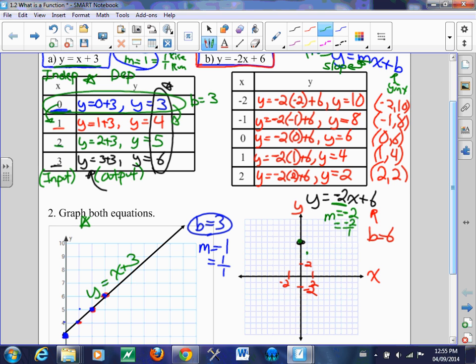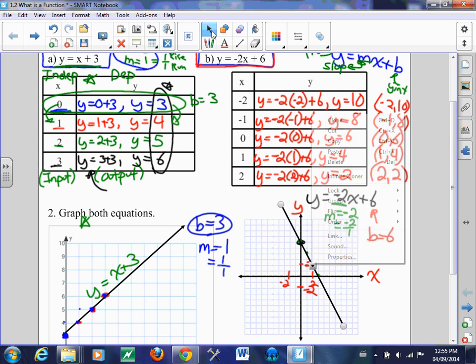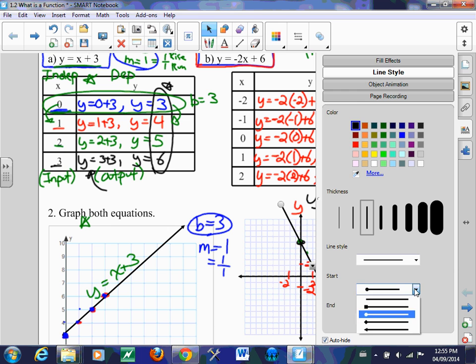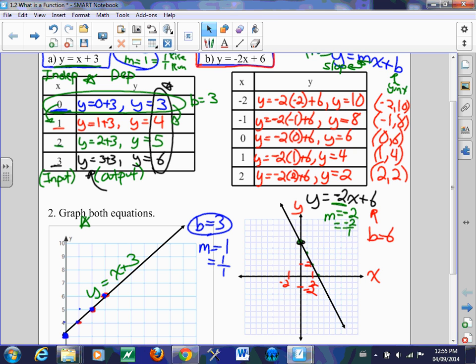So fall 2, run 1, fall 2, run 1. Remember, you always run left to right. And we see that there's a linear trend there, so we're going to draw a graph. Okay. Extend it, and then I need to just change the end to make sure that it is an arrow. Good. And if you have your equation right above, that's fine. Otherwise, write it right on the line.